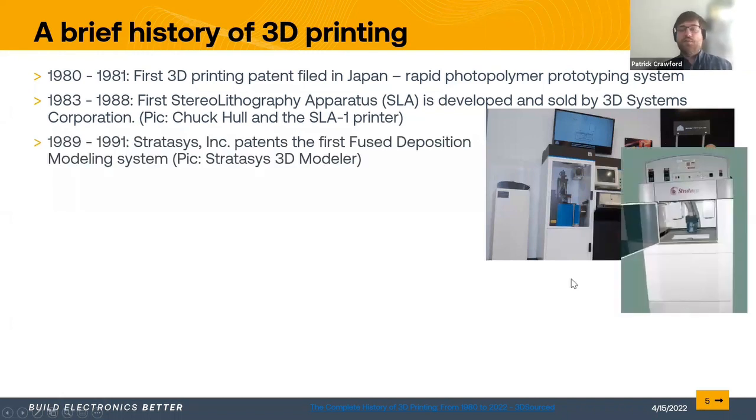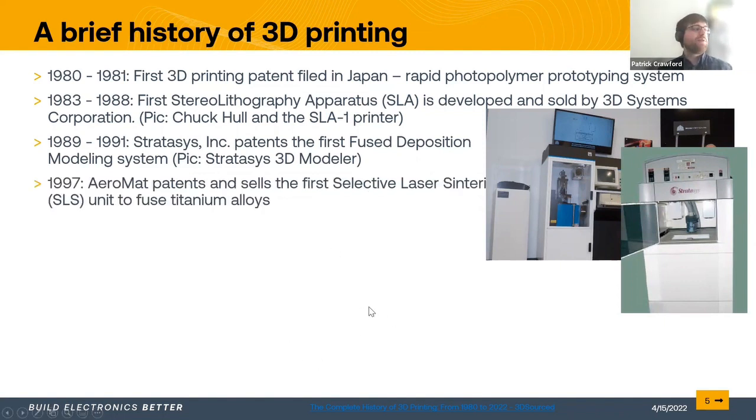In 91, Stratasys, which is still around today, you'll hear their name quite a bit, patented the first fused deposition modeling system. So, to remember, the one that was building Yoda. And again, it's like that tiny little volume in there to print, and that massive refrigerator or washing machine.